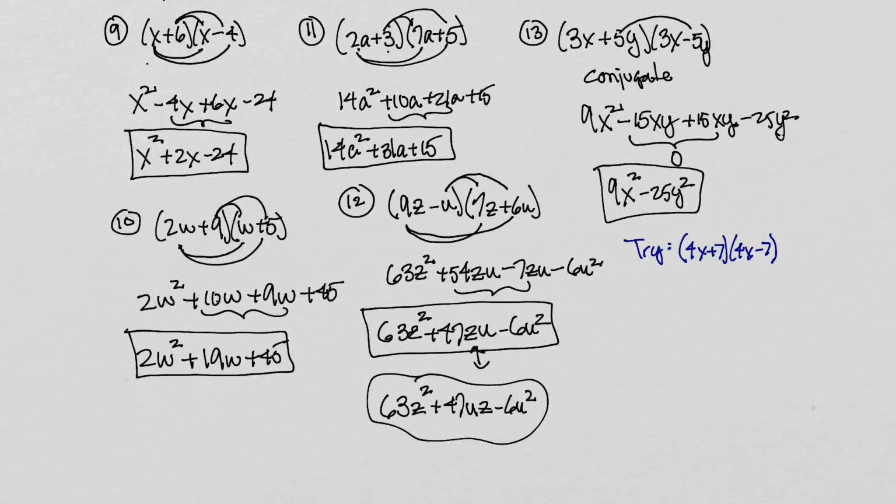So here's what I'm getting. Square the first, I get 16x squared. Put a minus sign, square the second, 49. And if you do it all out, term by term, look what happens here. The outer product and the inner product, right? What do you get on the outer? Negative 28x, positive 28x. They add to 0. They just go out.